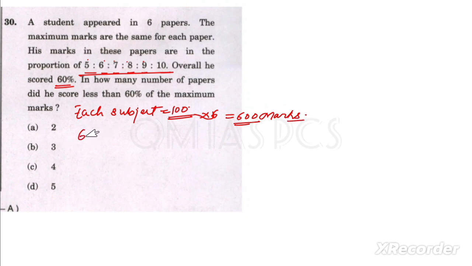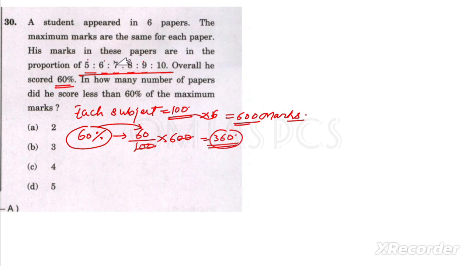Here we have to consider a small thing. Let's consider each subject's full marks to be 100. He has scored 60%. How many subjects are there? 1, 2, 3, 4, 5, 6. So 6 papers, and the total marks will be 100 multiplied by 6, that is 600. What will 60% be? First we convert the percentage to a fraction by dividing by 100, and multiply by total marks: 60 by 100 multiplied by 600 is 360. This is this person's total marks, 360.